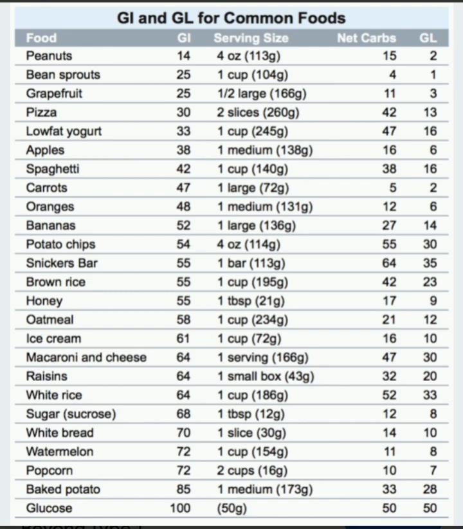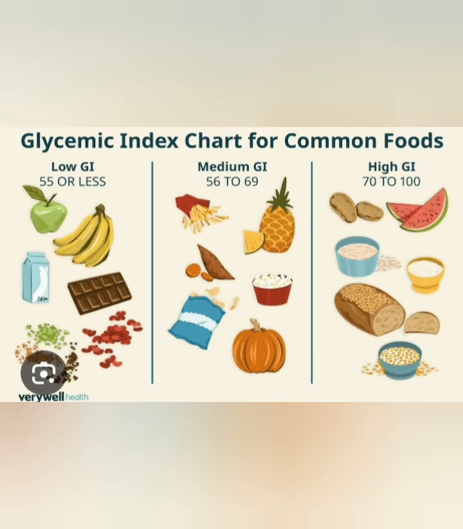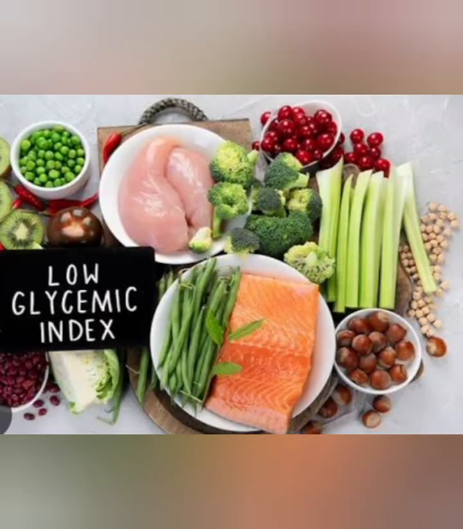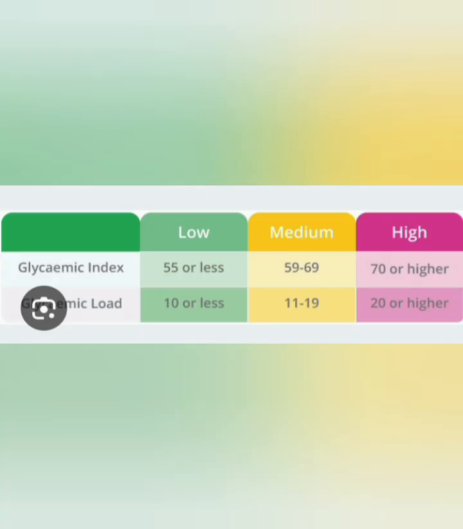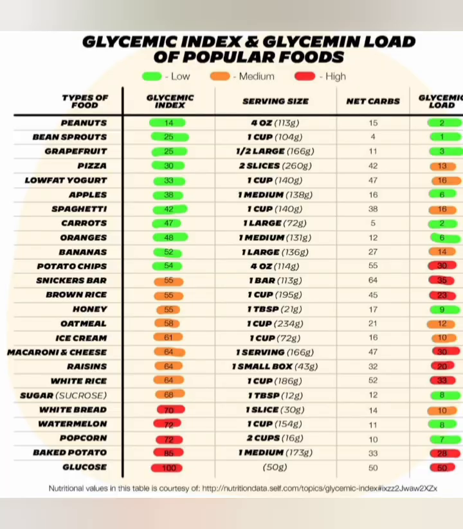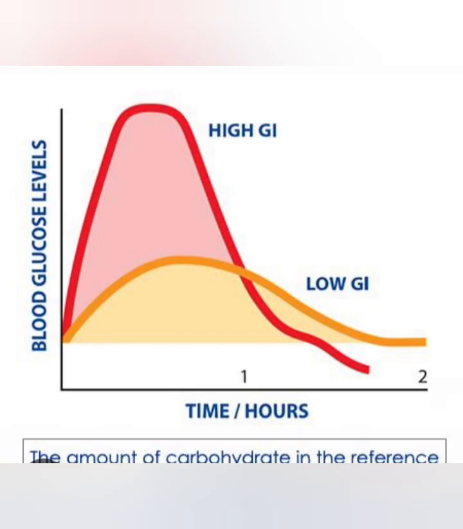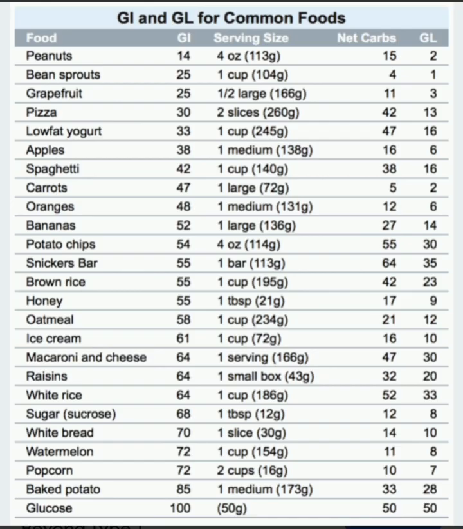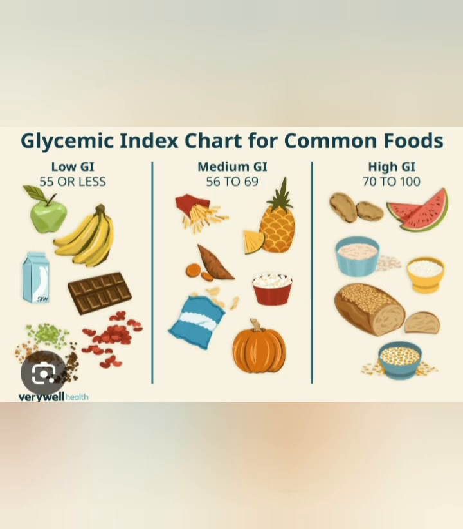Medium glycemic load foods. Grains: brown rice, glycemic load 11, whole wheat bread, glycemic load 12. Fruits: banana, glycemic load 12, pineapple, glycemic load 14. Snacks: apple juice, glycemic load 13, granola, glycemic load 14.